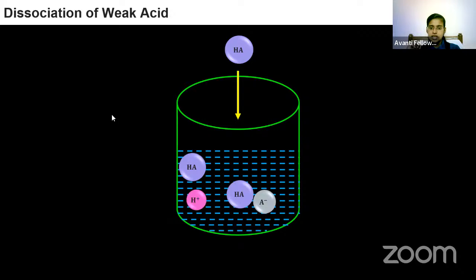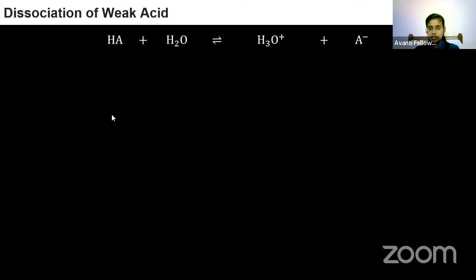So you see here, I have 3 HA. Only one HA has dissociated into H plus and A minus. The remaining 2 are still there as the compound. Here you see H plus, A minus, and I have HA also. So the partial dissociation of the acid is called a weak acid. Let me show this in equation form. HA is added to water to give H3O plus and A minus.